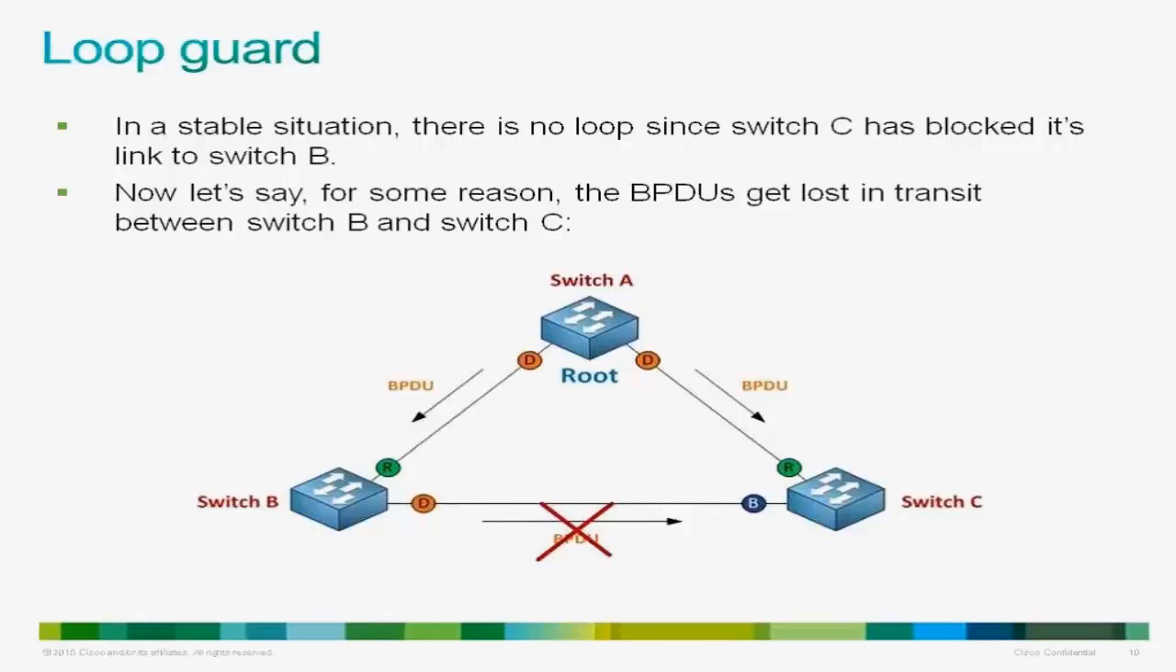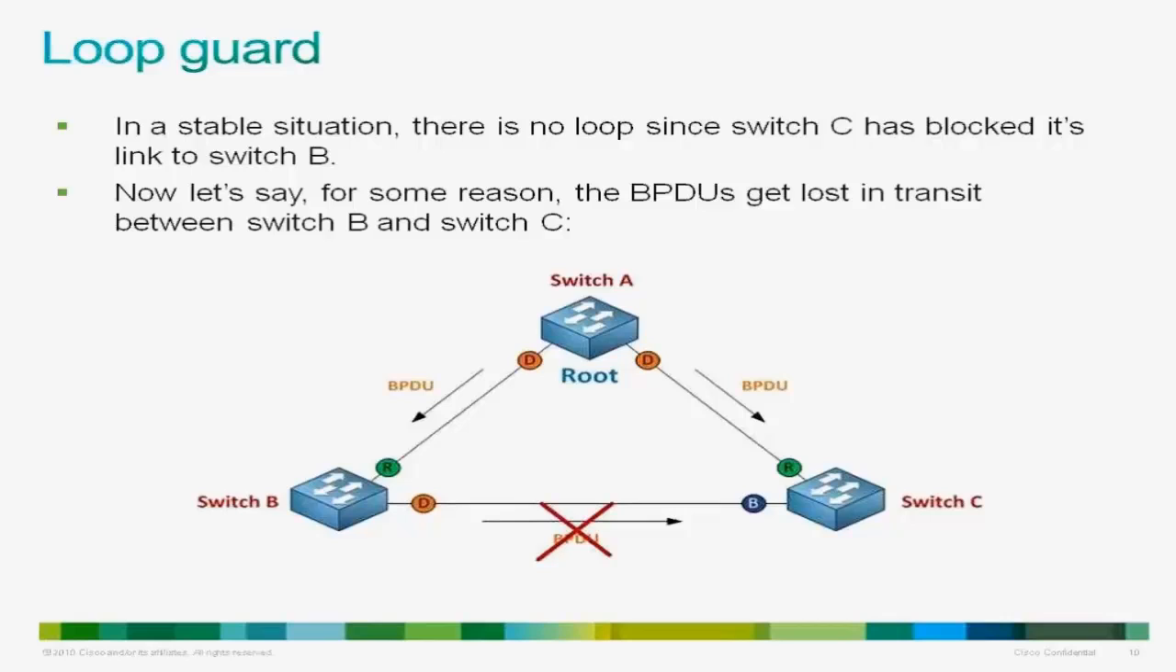So in transit, BPDUs are not reaching switch C. The reasons can vary. Switch B might not be able to generate these BPDUs, switch C might not be able to receive these BPDUs, or they're just being lost on the wire. Because switch C is now no longer receiving BPDUs from switch B, it assumes that switch B, which was the designated bridge in this segment, has been lost, and it has to move itself to a designated bridge role.